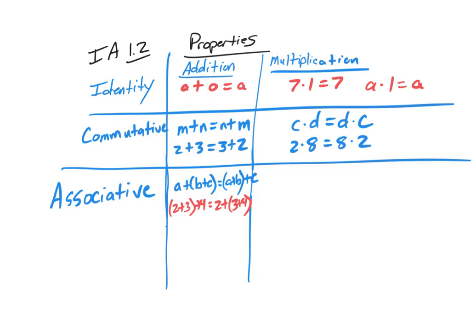Same thing holds true for multiplication. R times S times T equals R times S times T. We're just changing where the parentheses are at, what is being associated with one another.